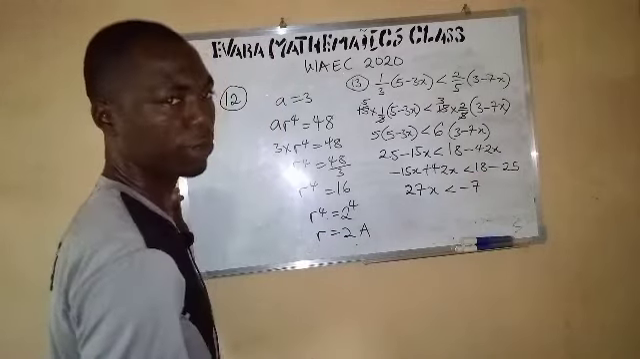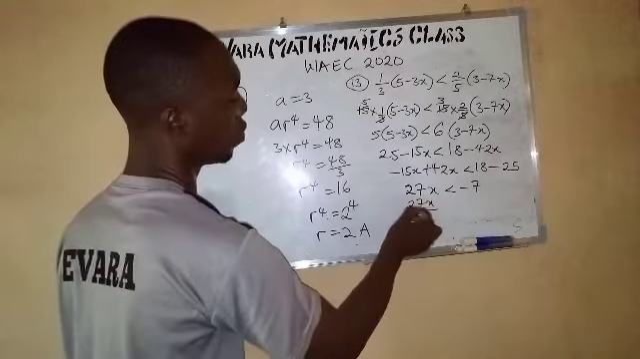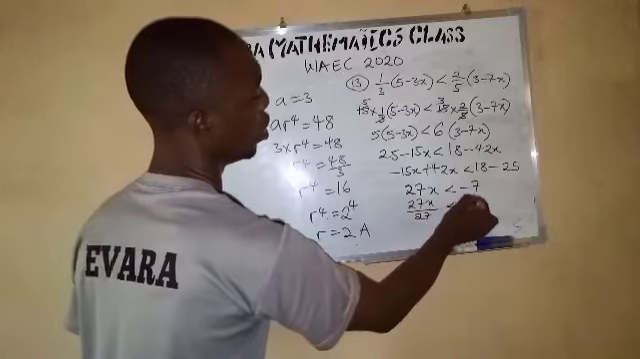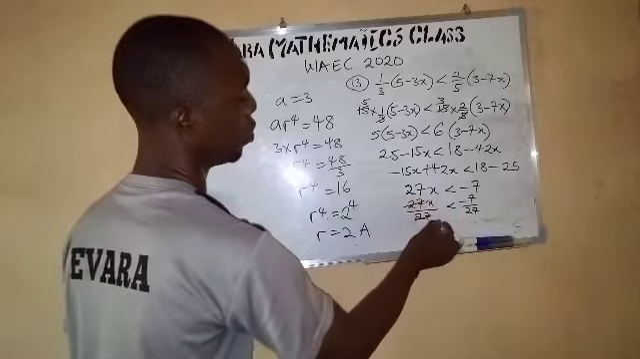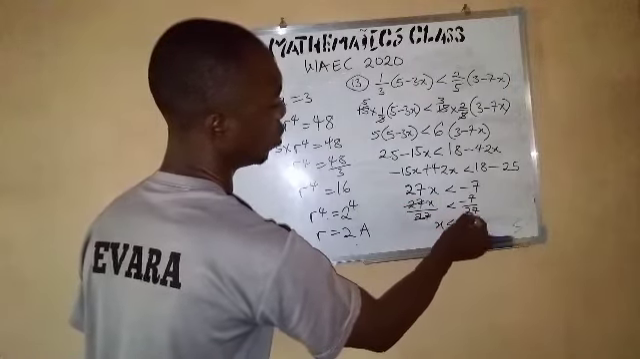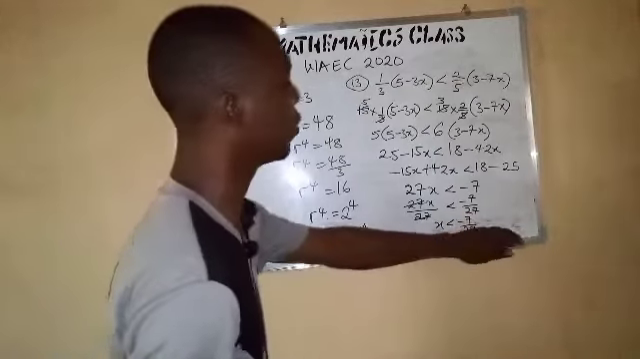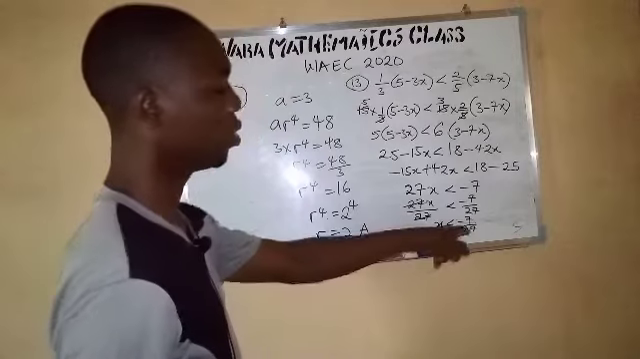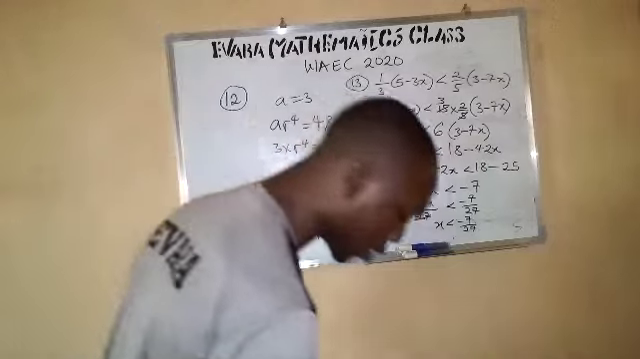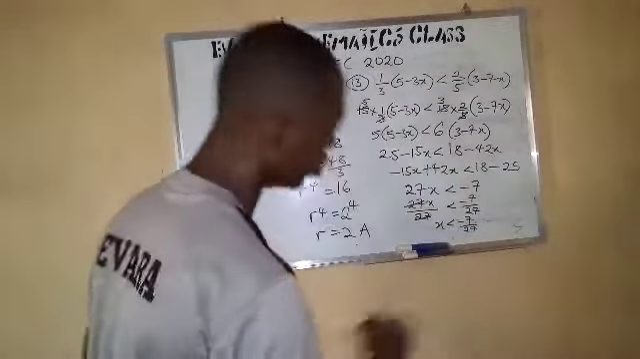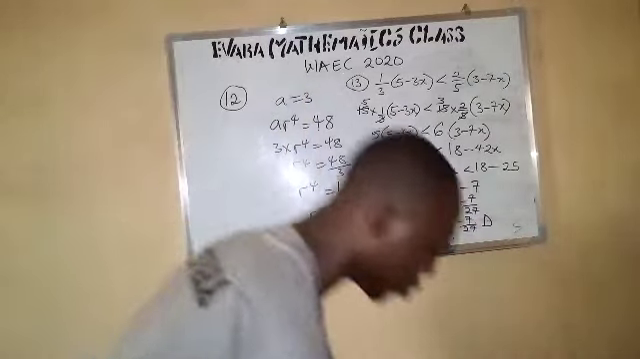So now we divide both sides by the coefficient of x, which is 27. 27x over 27 less than minus 7 over 27. So my x will now be less than minus 7 over 27. Don't forget that this is the simplest form of this fraction because 7 and 27 don't have any common factor. And that goes with option D. That is the answer to this question.